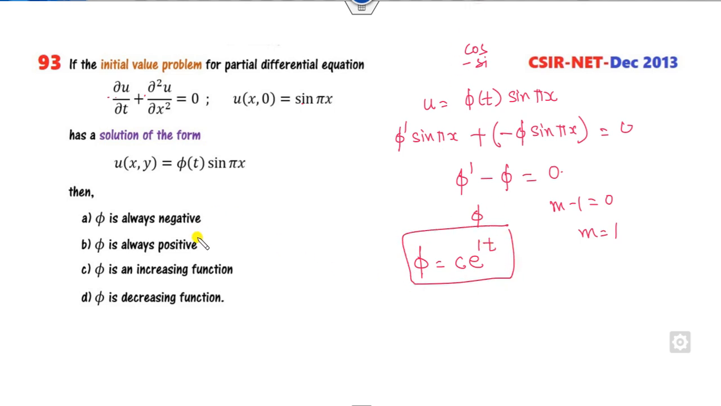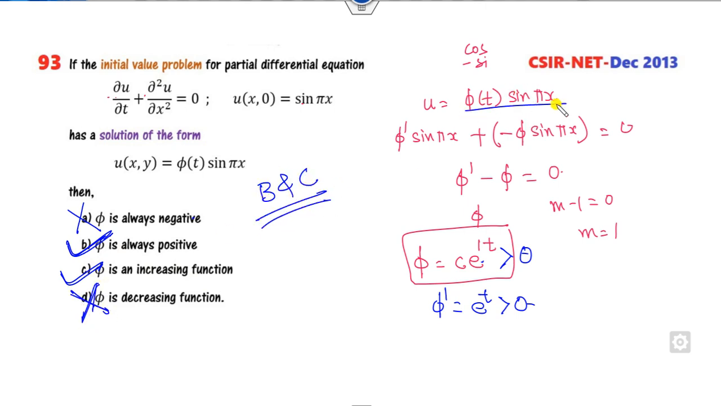Now look at the options. It is always negative, cancel out, because e raised to power t is always positive. It is always positive. For increasing or decreasing, you can take that derivative. You can see it is always greater than 0. It's always increasing, so that is cancelled out. So the right answers are B and C. Again, we are using the simple shortcut trick for that.